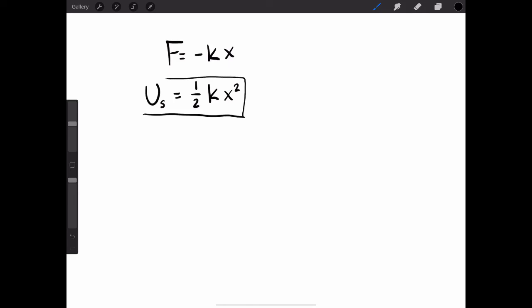So, what have we learned so far? We know two equations. We know that force is equal to negative k times x, and we know potential energy of a spring is equal to 1/2 k x squared. These are important to know and to understand.